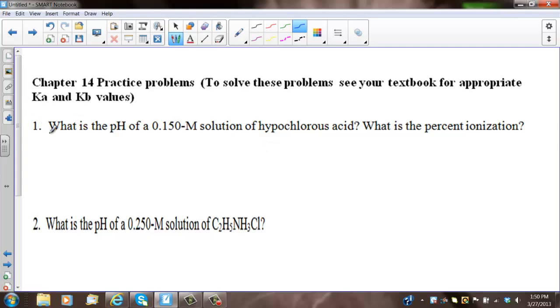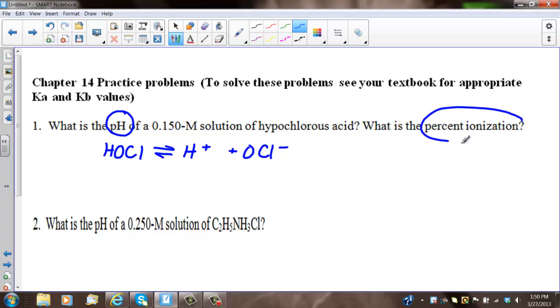You should realize that hypochlorous acid, HOCl, is a weak acid. We know this because it's not one of the strong acids. Therefore, double arrow upon dissociation, and it breaks down into H+ and OCl-. So they want to know the pH, and they want to know the percent ionization. So let's address the pH first.